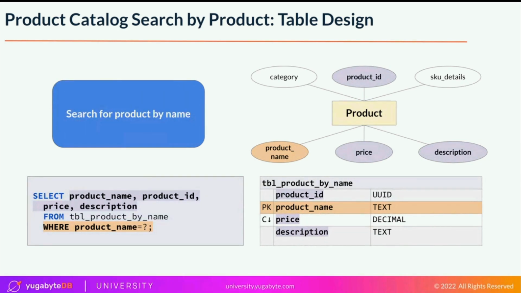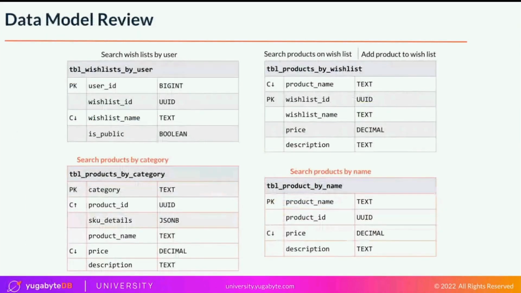So in the next slide, let's do a quick overview of the tables that we looked at and some of the access patterns that they satisfy. First and foremost, we're looking at the search wish list by user and defining the partition key in order to satisfy that query. And then of course we have the products on the wish list, and adding a product to that wish list really maintains the same table. Then of course we have searching the product catalog by category, excuse me. And then we also have, of course, searching the product catalog by name.